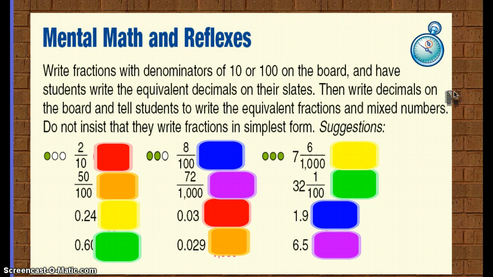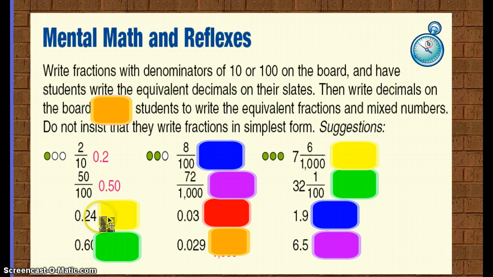Mental math and reflexes. The fractions below, I want you to tell me how to write them as decimals. So I want you to be thinking about them in your head, and hopefully you're coming up with the right answer. So we write it like it said. 2/10, the first place after the decimal is the tenth spot, so it should be written 0.2. 50 hundredths, if we're writing exactly as it's written, it would be 0.50.